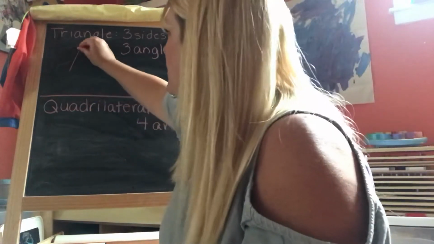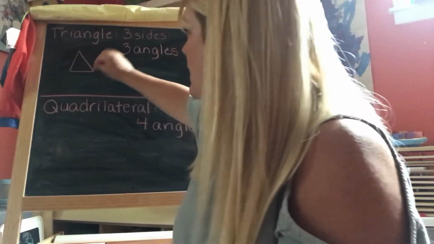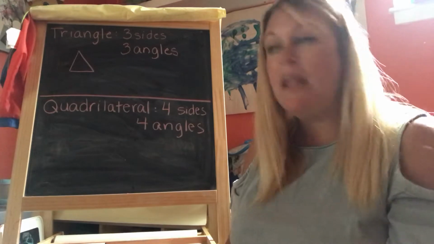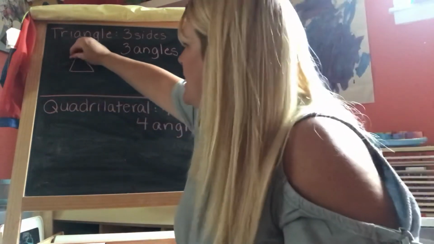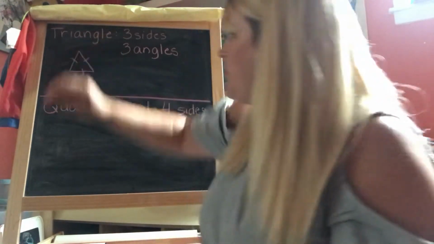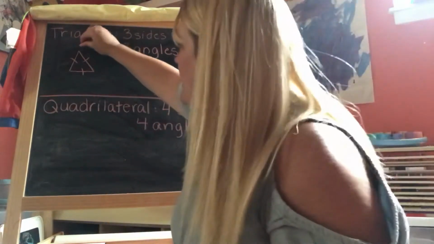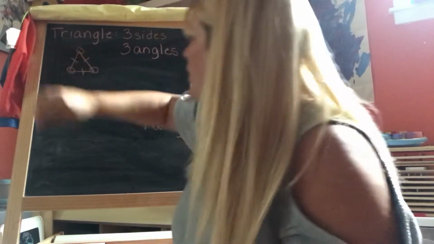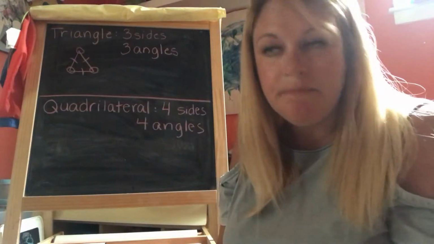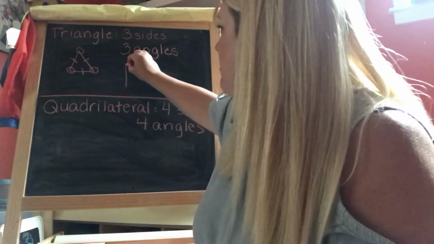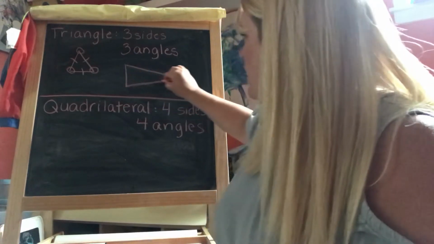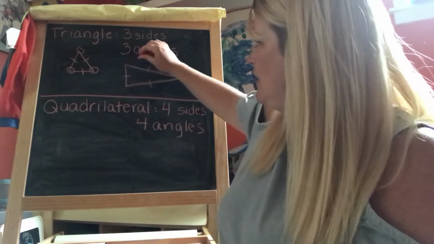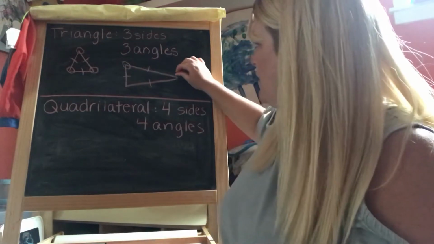So here is an example of a triangle. It's a closed shape, has straight sides. It has one, two, three sides, and it has one, two, three angles. Here's another example of a triangle. Three sides, three angles.